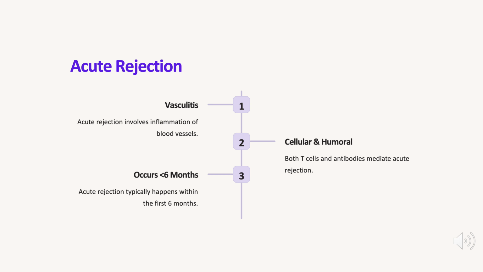3. Early onset. Acute rejection typically occurs within the first 6 months following transplantation, although it can occur earlier in cases of hyperacute rejection. Prompt diagnosis and treatment are essential to prevent graft failure and improve patient outcomes.